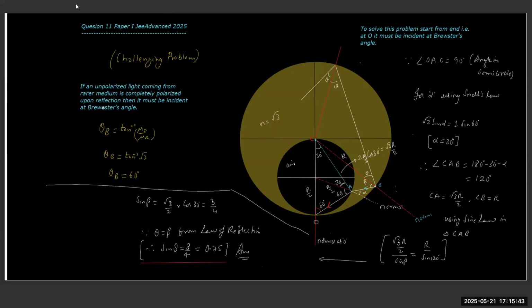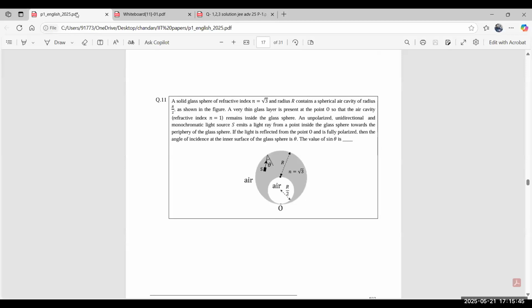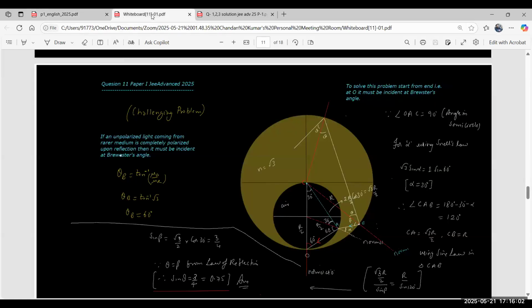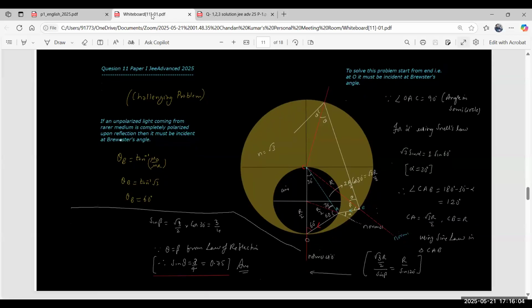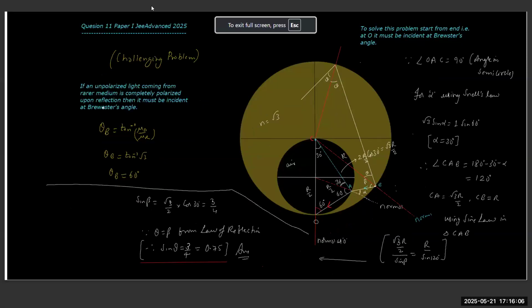Now I'll go to question number 11, which I found challenging from the point of view of a student. It's not very easy, so that it would click at first go. Even though the concept will click, it also requires some calculation. So read the question and try to understand the solution. Here I have used a lot of things, and I have mentioned certain things.